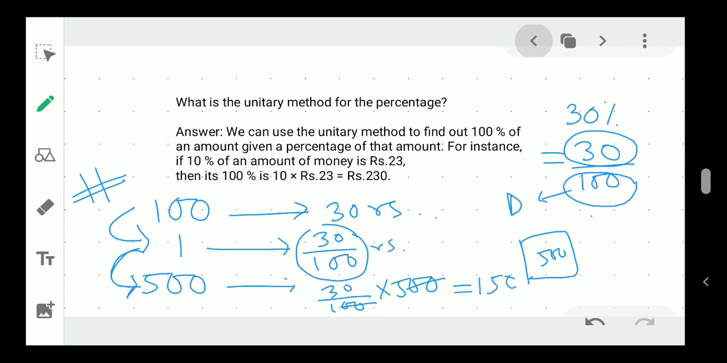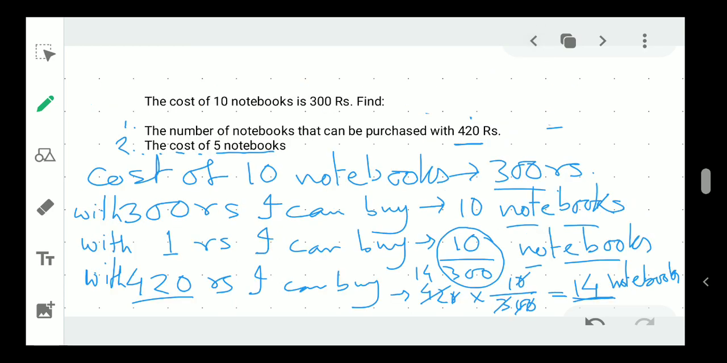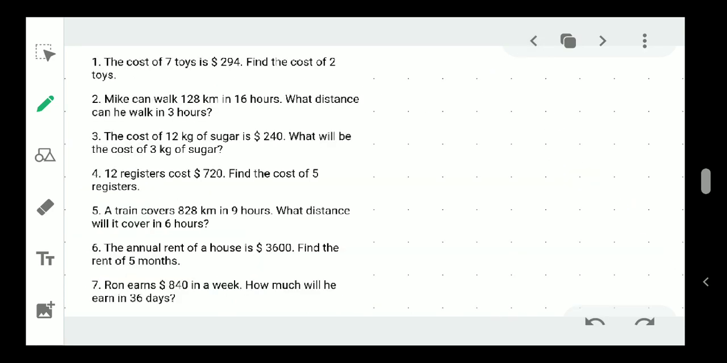Easily. So first you have to divide, then you have to multiply. Now coming to this kind of questions. So the first question is that the cost of 7 toys is 294. Find the cost of 2 toys.